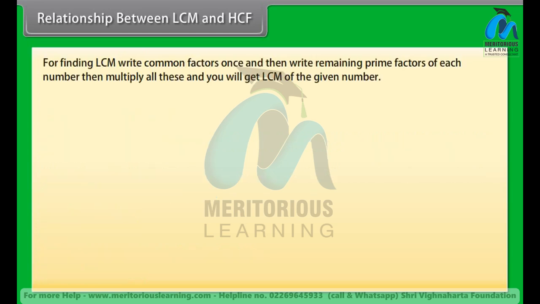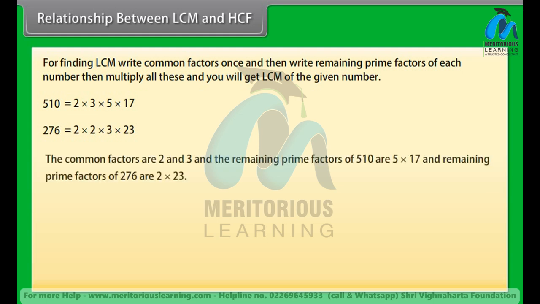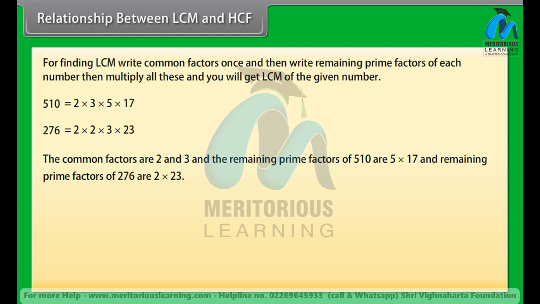For finding LCM, write common factors once and then write the remaining prime factors of each number. Then multiply all these and you will get the LCM of the given numbers. 510 is equal to 2 into 3 into 5 into 17. 276 is equal to 2 into 2 into 3 into 23. The common factors are 2 and 3, and the remaining prime factors of 510 are 5 into 17 and the remaining prime factors of 276 are 2 into 23.